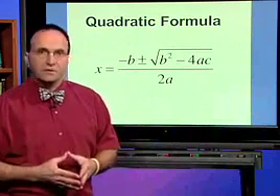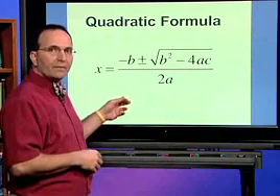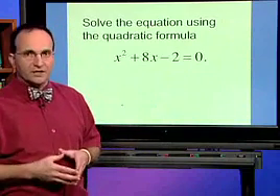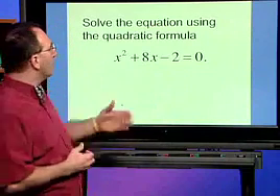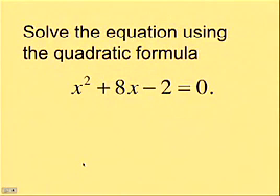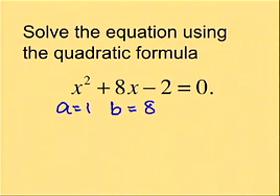I think the best thing to do is an example of where we use this formula. So let's solve the equation using the quadratic formula, and the equation is x squared plus 8x minus 2 is equal to 0. So what we have here is that a equals 1, b equals 8, and c equals negative 2. We just need to plug those numbers into the quadratic formula, so let's do that on the next slide.